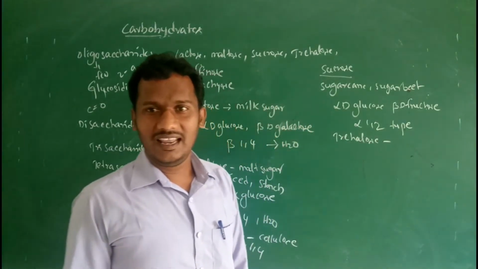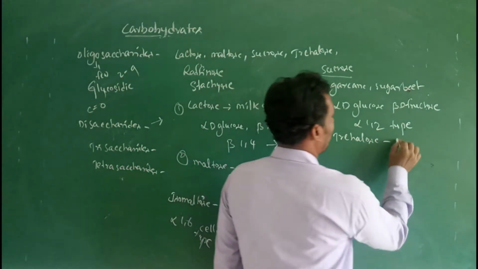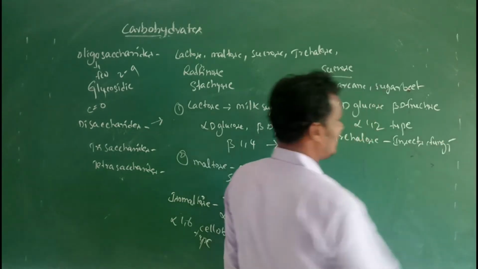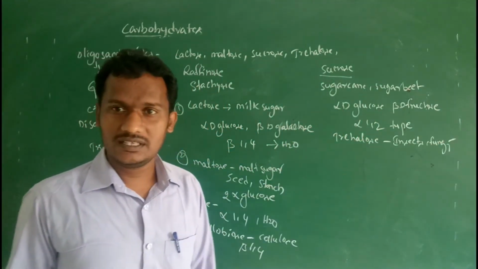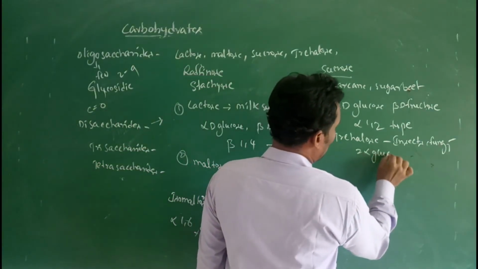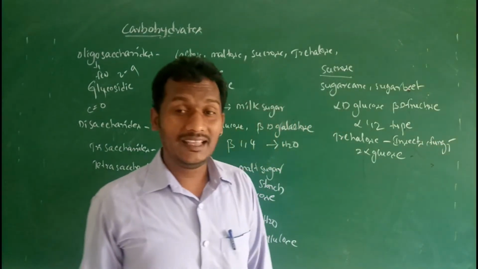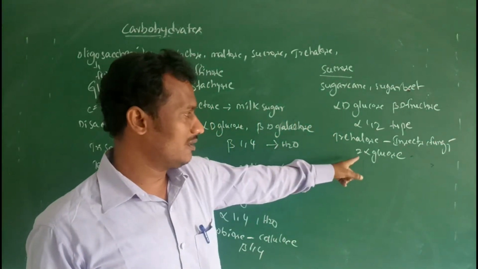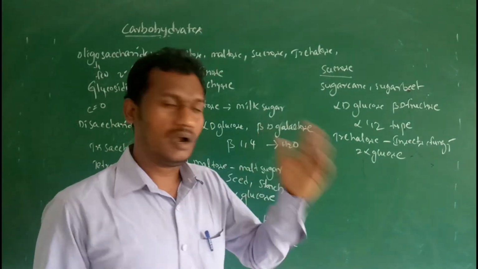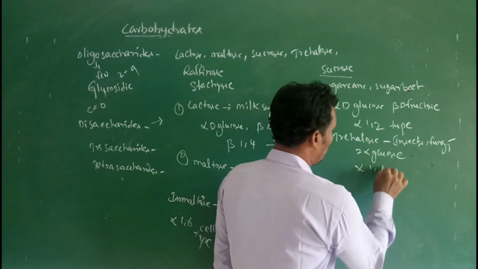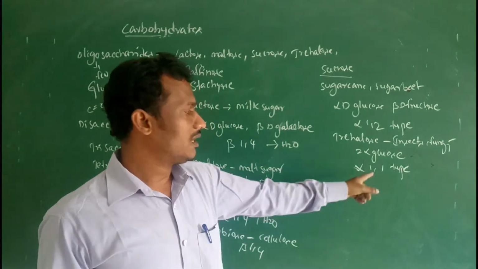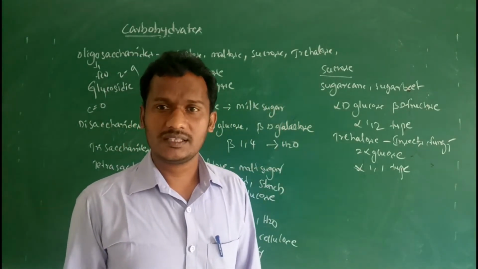So generally trehalose is present in insects and fungi. In this, two alpha glucose units are present. By hydrolysis, trehalose gives two alpha glucose units. The glycosidic bond type is alpha 1,1.